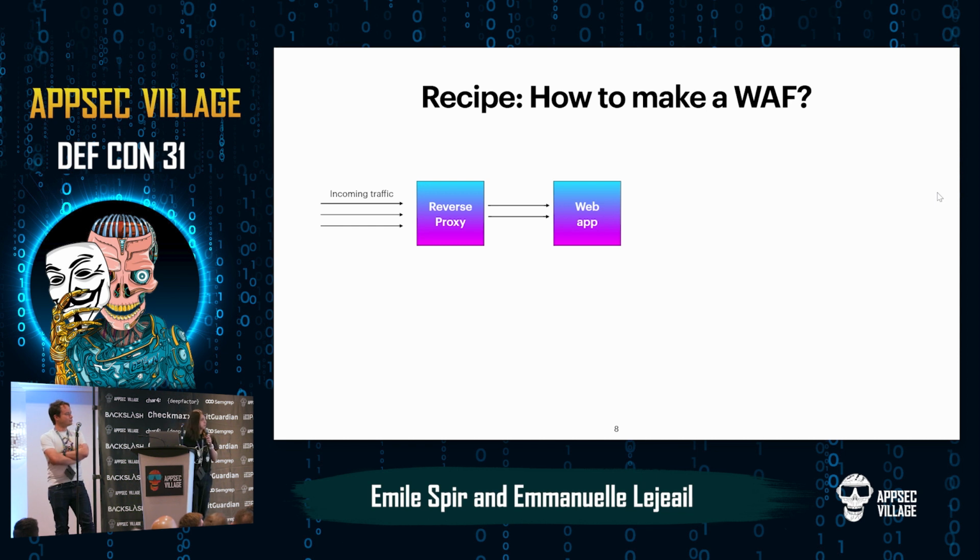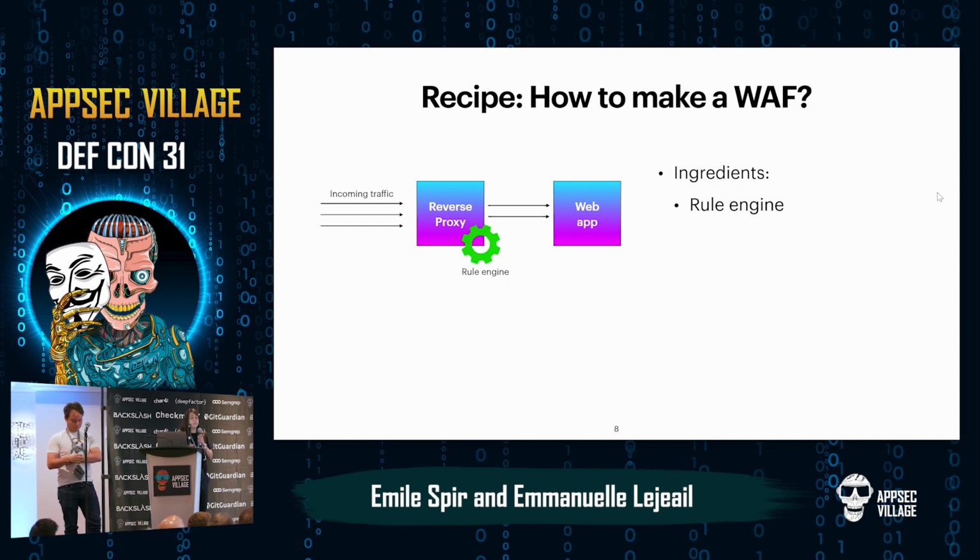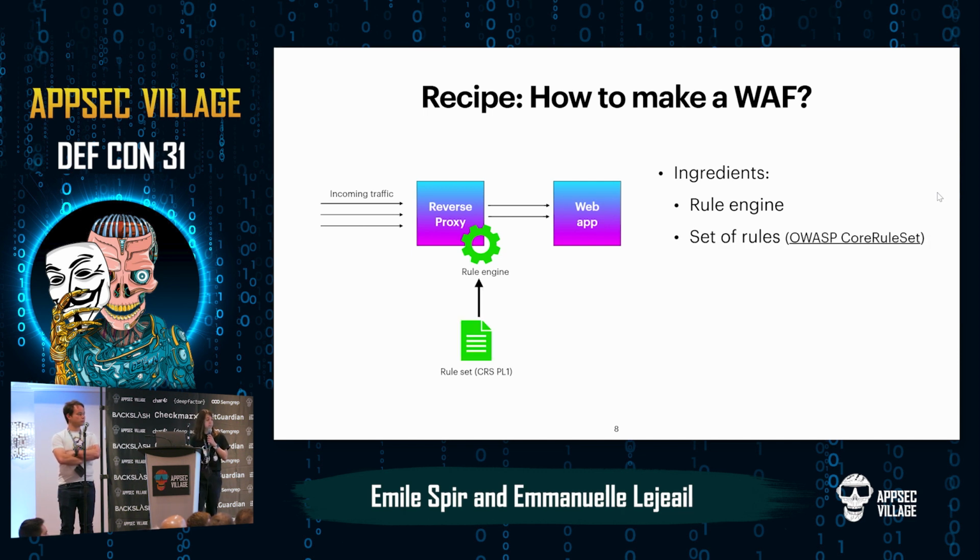Yeah, how do we build a WAF? Well, first, of course, you need a web application because that's what you want to protect. In front of that, most of the time, you're going to put a reverse proxy to route all the incoming traffic to your web application. All right, now let's build a WAF. First element that we need is a rule engine, of course. We're going to put it on the reverse proxy because it's very convenient. It's where we're going to be able to see all the incoming traffic and filter out the malicious requests if we need to. Second element we need, a rule set.